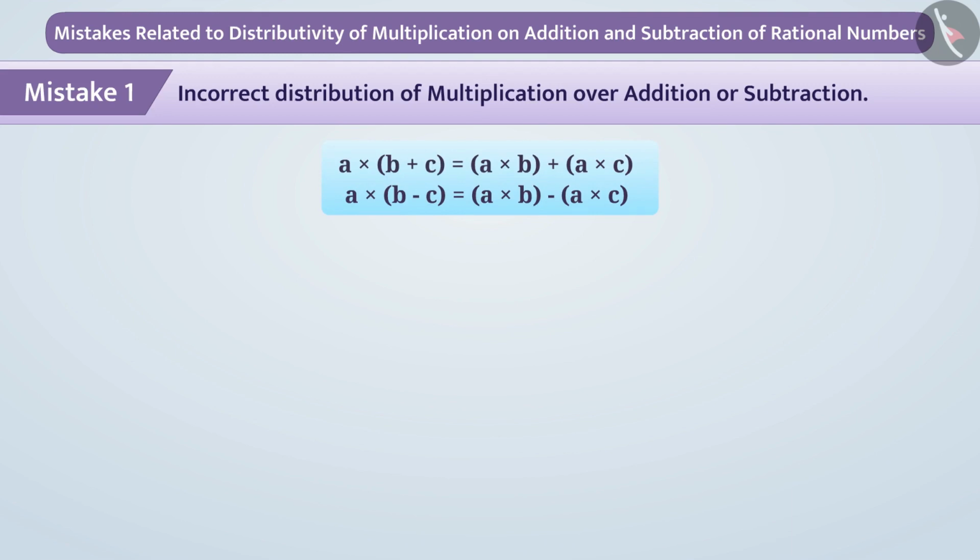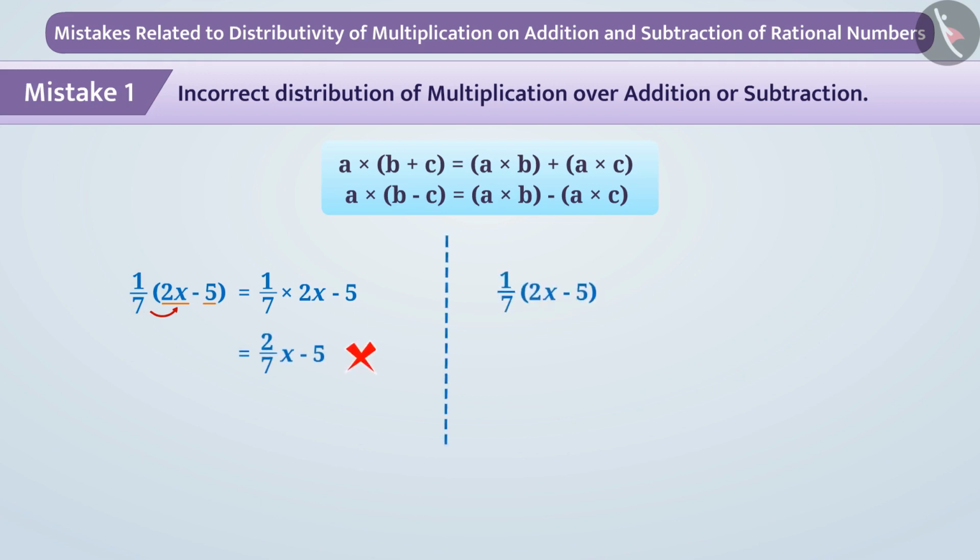For example, if children are asked to distribute 1 by 7 into bracket 2x minus 5, then children write it as 1 by 7 multiplied by 2x minus 5. They do not multiply the number outside the bracket with both the numbers written inside. They only multiply it with the first number. Remember that to get the correct answer, it is necessary to multiply the number written outside the bracket with all the numbers written inside the bracket.